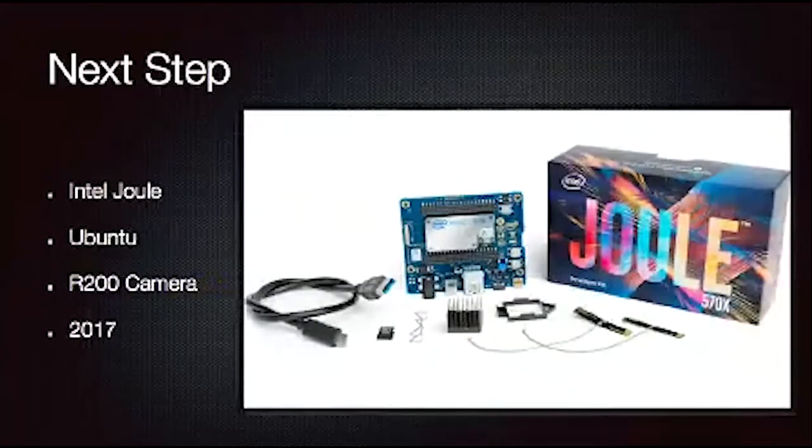The next step for the project is that the last generation RealSense SDK is obsolete by now. So the next generation SDK is basically using LibRealSense that is running on Linux. So what we're going to do next is use Intel Joule, Ubuntu, and the R2 camera, and that is coming up very soon this year.